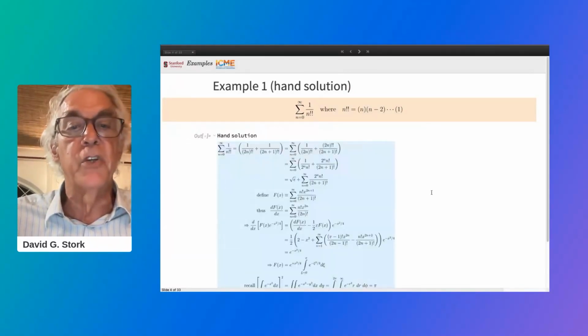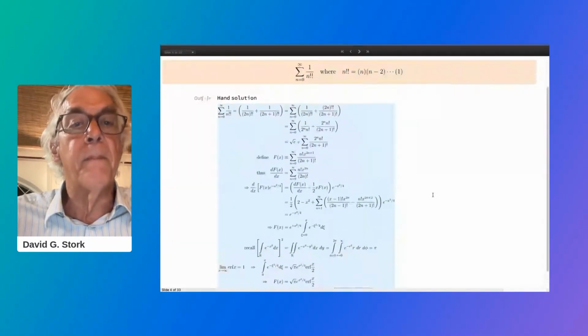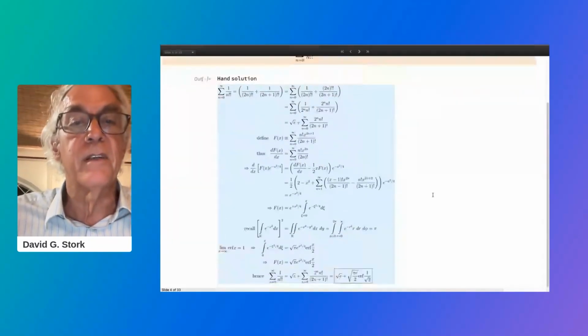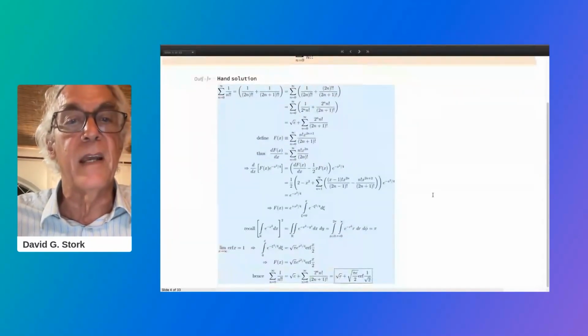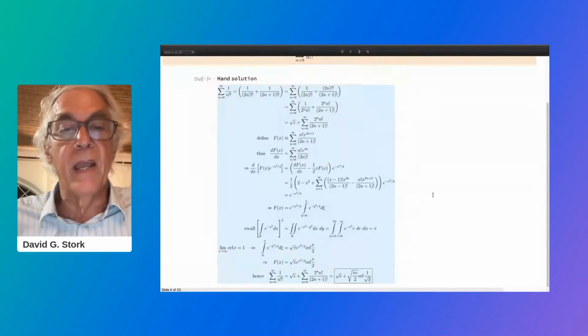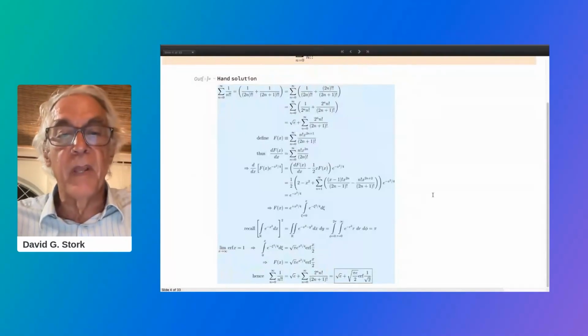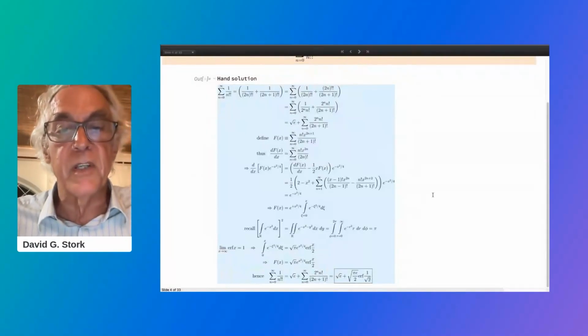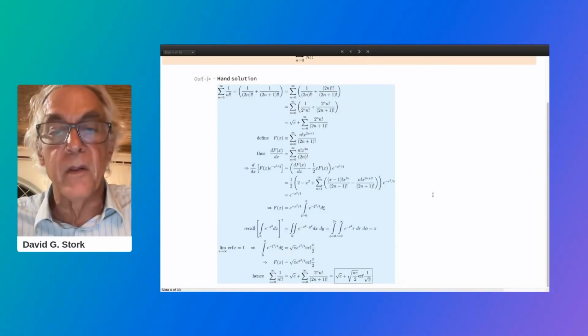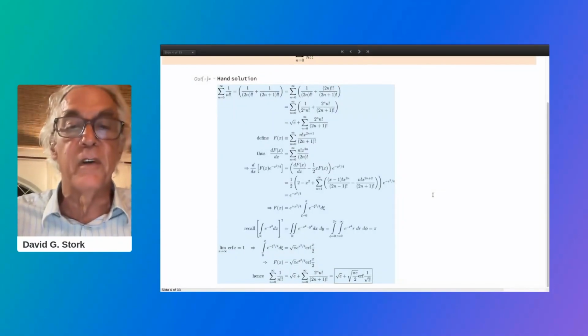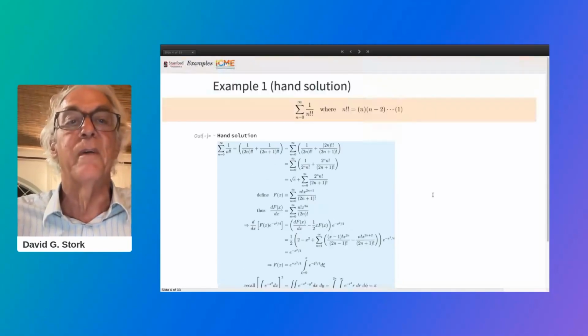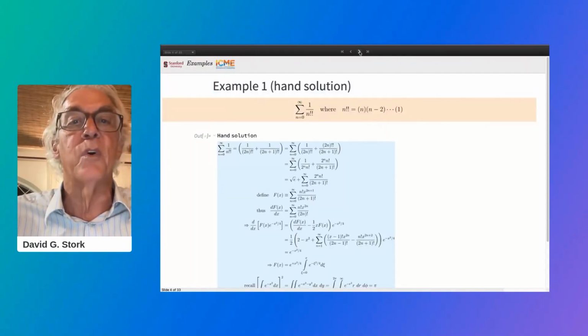This took me about 2 hours to do by hand. It looks all beautifully typeset in LaTeX, but this was all done by hand. But notice at the very end, the answer is the square root of e at the lower right plus the square root of pi e over 2 times the error function of 1 over the square root of 2. Well, that was a lot of work.